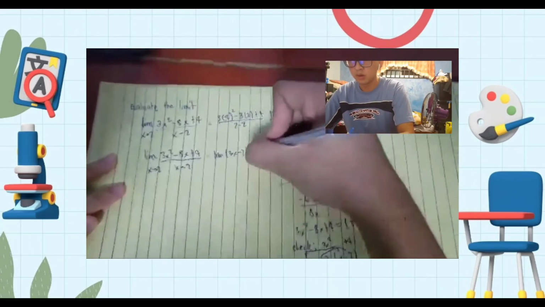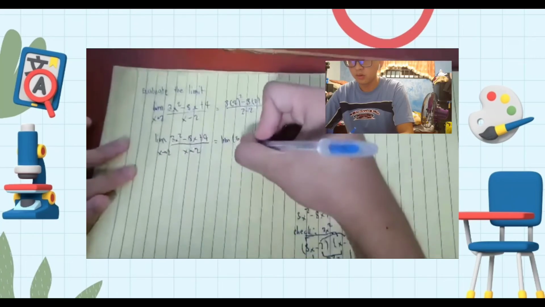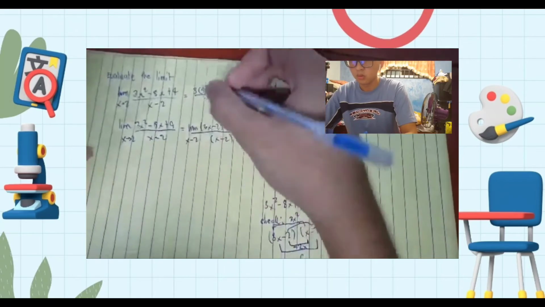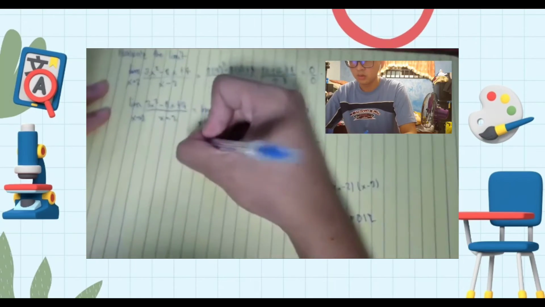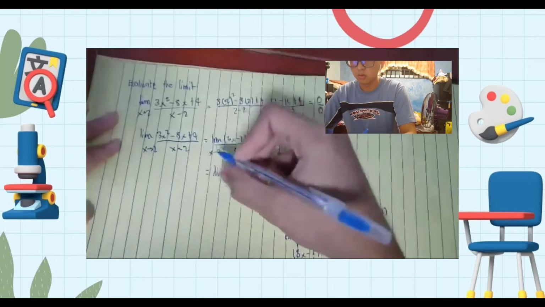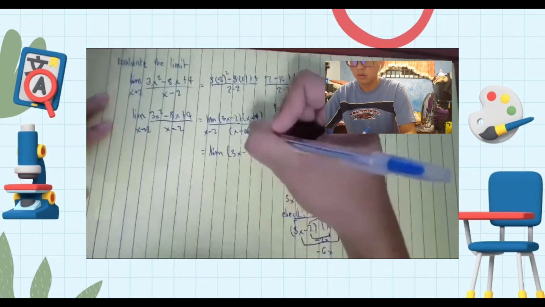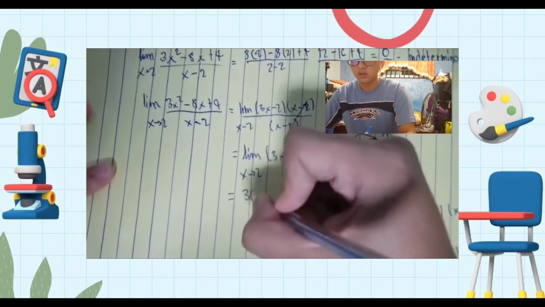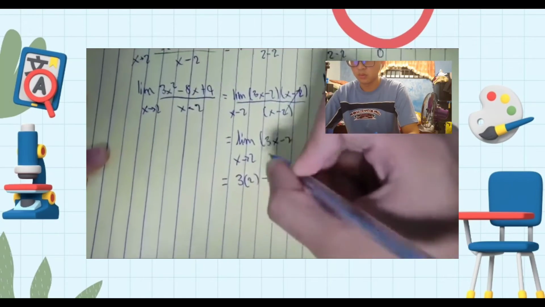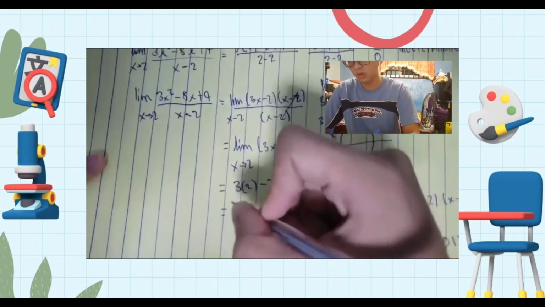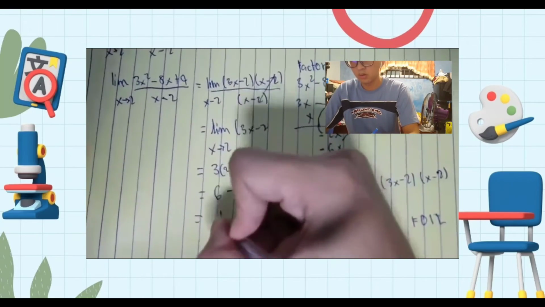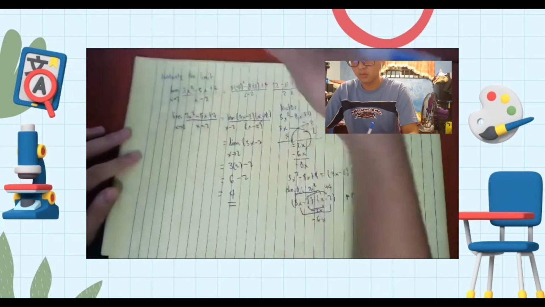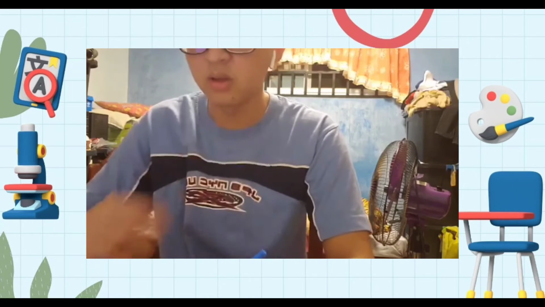And so the limit of 3x squared minus 8x plus 4 all over x minus 2 as x approaches 2 is equal to the limit of the factors, 3x minus 2 times x minus 2 over x minus 2, as x approaches 2. Then we cancel because x approaches 2 but is not exactly 2, kaya tayo makakapag-cancel. Equal na natin ang limit of 3x minus 2 as x approaches 2. Yun ang kalalabasan kung i-cancel natin.